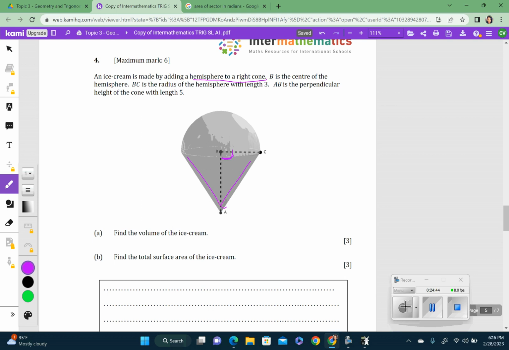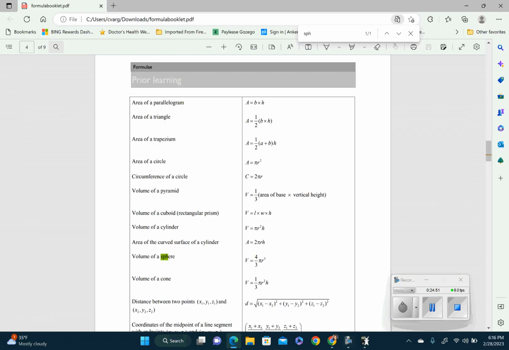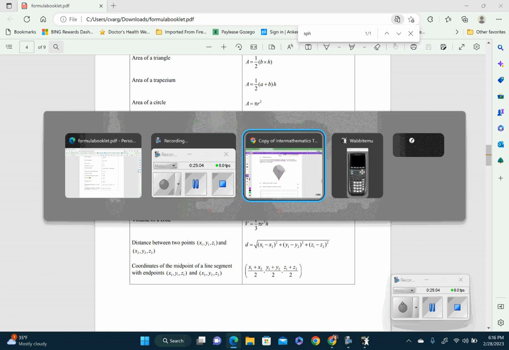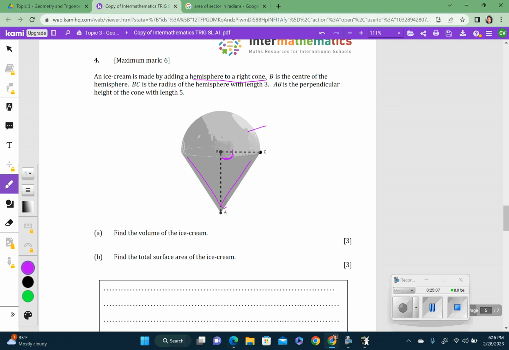So for the volume, I'm going to go back to our formula booklet. Here, the volume of a sphere. We have in front of us a hemisphere, so we have to take this and divide it by 2. The volume of a sphere is 4 over 3 pi r cubed. That's the volume of the sphere, and then we divide it by 2. That's going to give us the volume of the hemisphere.